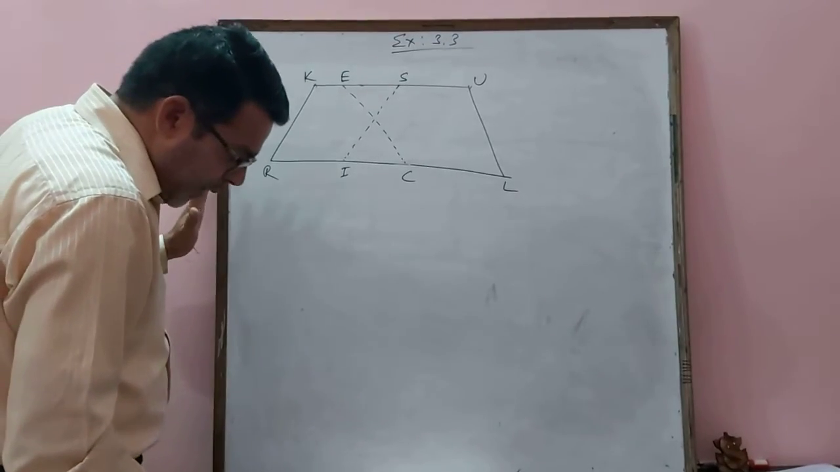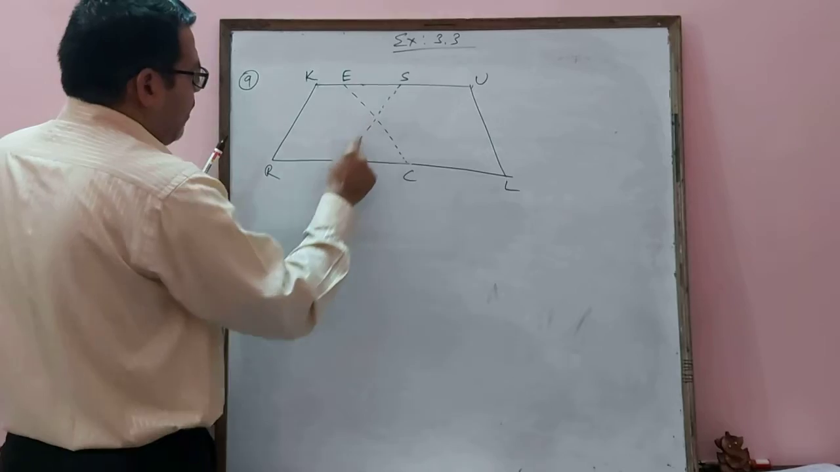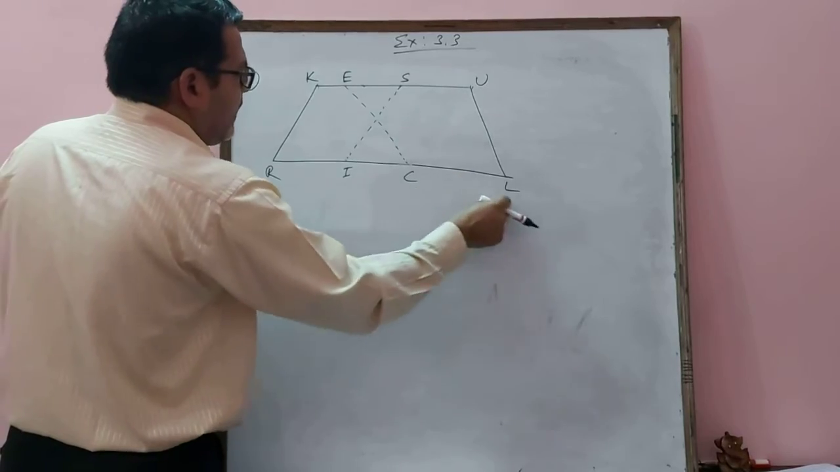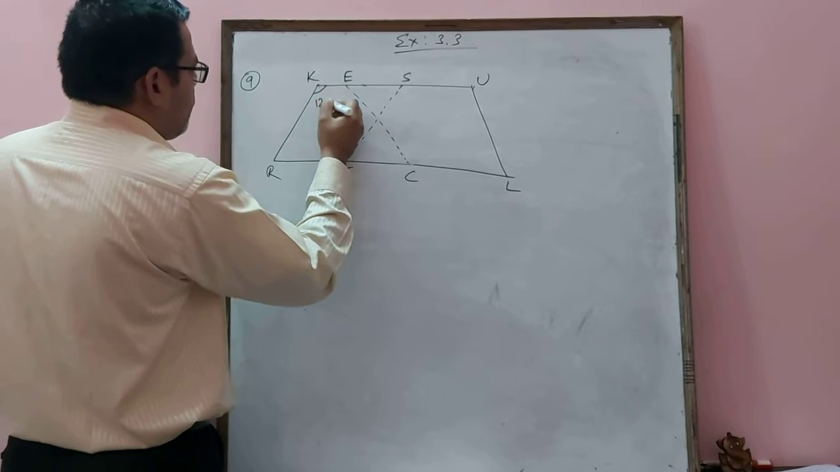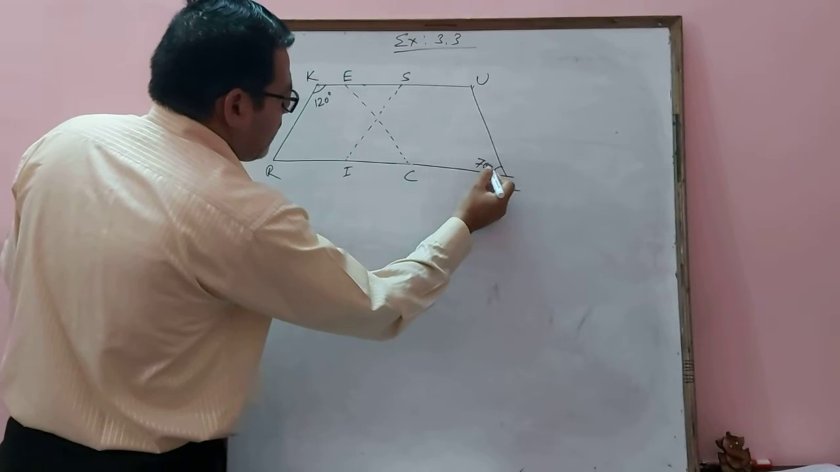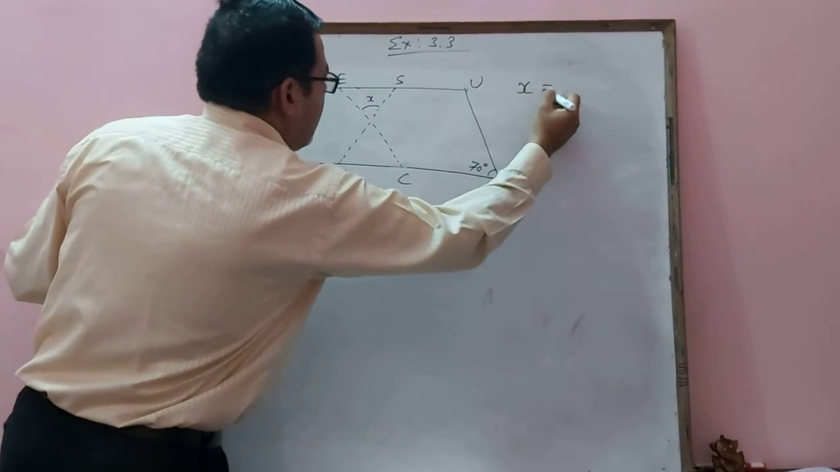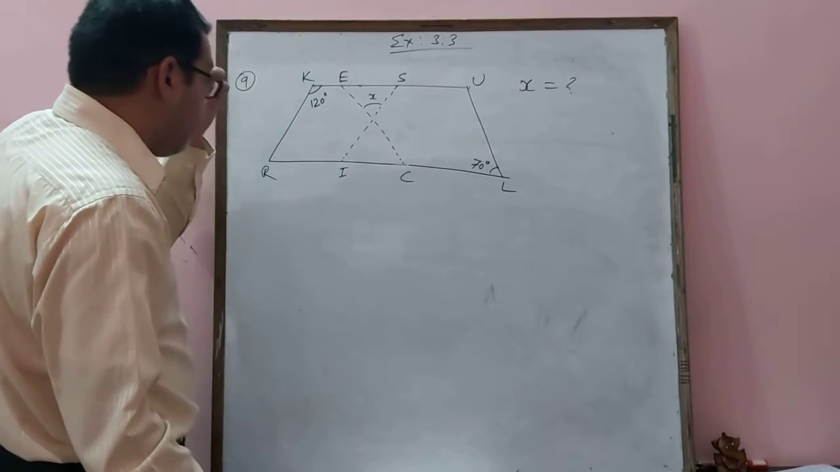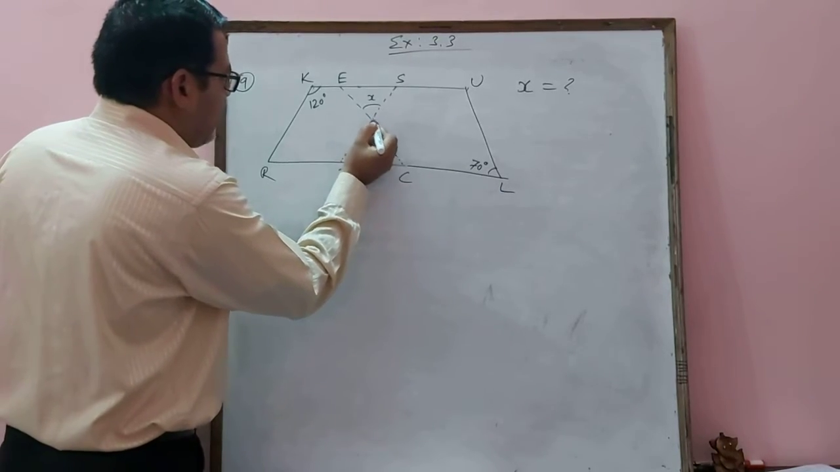So two parallelograms are there. RISK is the first parallelogram and the second one is CLUE. The two parallelograms are there, right? And this angle is given, it is 120 degrees. This angle is given, it is 70 degrees. Right? And this is x. You have to find the value of x. This much is given, right? So how to find the value of x here?